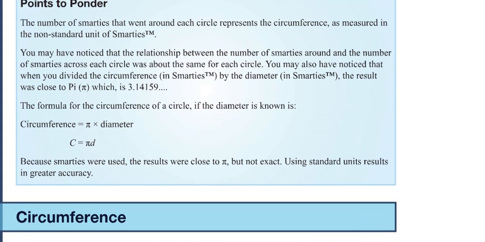You guys have seen this equation before. The circumference of a circle is equal to pi times diameter. And do you guys remember what number pi is? 3.14. Yeah. And then do you guys remember how pi is a funny number that goes on forever? It's called an irrational number.